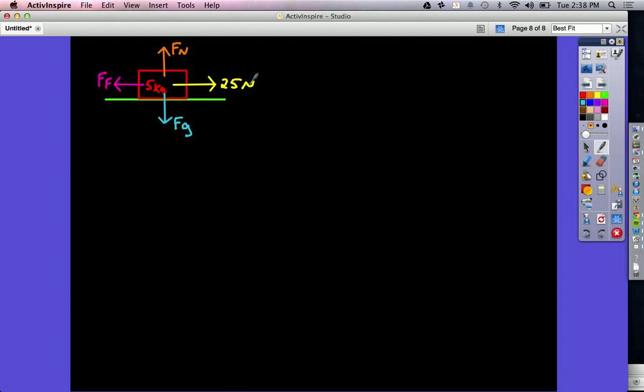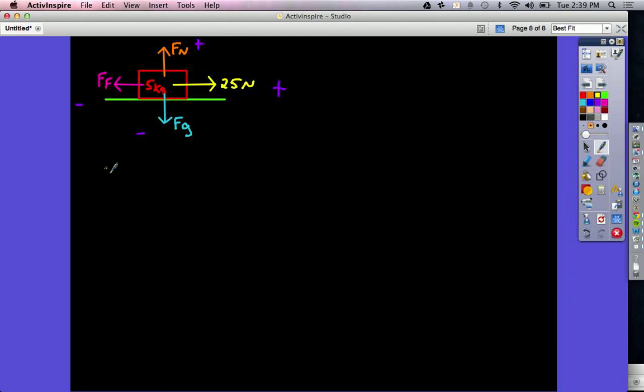So step one in all these problems is draw your picture. There's all the forces. The next step, as always, is decide on positives and negatives. I'm saying to the right is positive, up is positive, left negative, down negative. Now we're going to add up all of our forces going left and right and set them equal to 0 because this is an equilibrium problem. So all the forces add up to be 0.